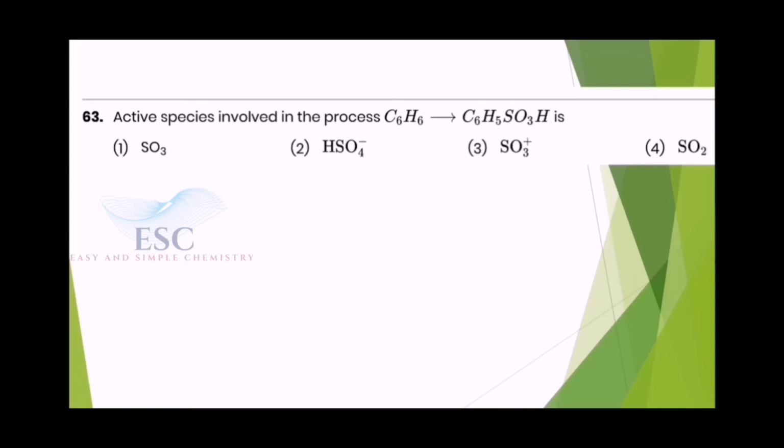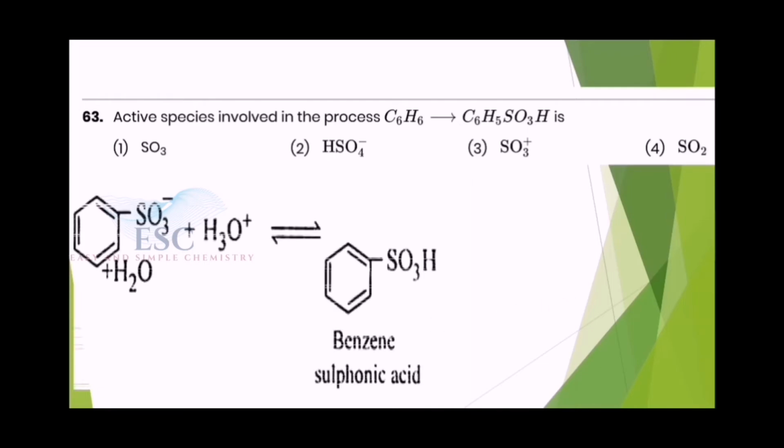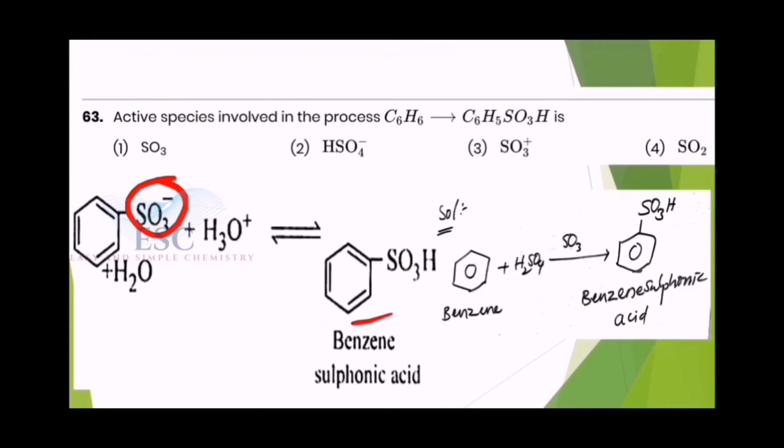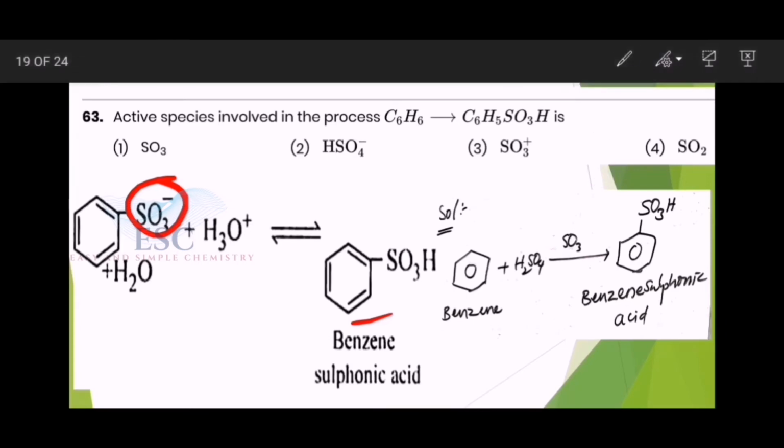Benzene gives rise to benzene sulfonic acid. So those are the options. So the right answer is where SO3 is involved in the reaction. That's why SO3 is involved in the reaction to form benzene sulfonic acid. See the right equation: benzene reacts with sulfuric acid in the presence of SO3 to form benzene sulfonic acid. The right answer is the first option.